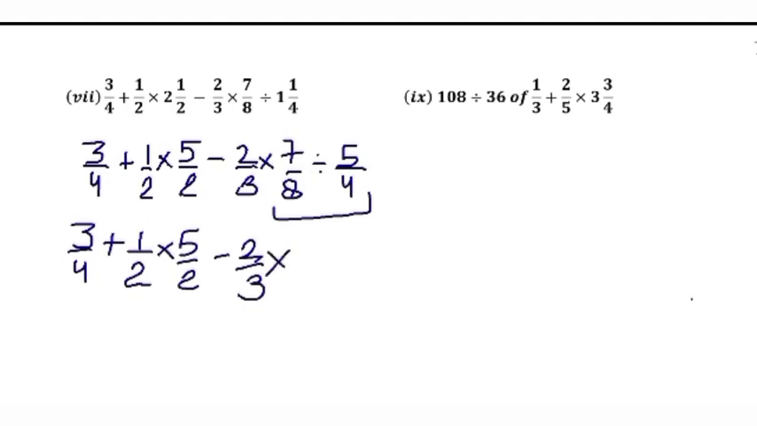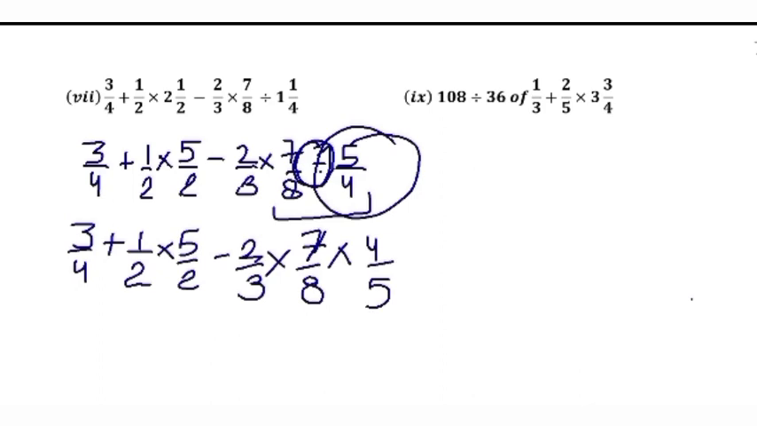Now this fraction will be written the same, 7 upon 8. Replace the division sign by the multiplication sign and write its reciprocal, 4 upon 5. Now these fractions are in multiplication, and according to BODMAS, after division what do we solve? We solve multiplication. So check whether the numerator or denominator are divisible by any same number. Yes, this. 2 1s are 2, 2 4s are 8, 4 1s are 4, 4 1s are 4.